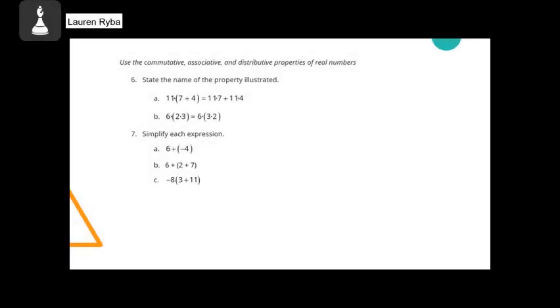All right, so for 6, they just want us to label which property it is that we were using. So we have an 11 times a quantity, and that becomes 11 times 7 plus 11 times 4. So we did the distributive property. Next one is 6 times 2 times 3 is equal to 6 times 3 times 2. So they change the order of the multiplication, and that is the associative property.